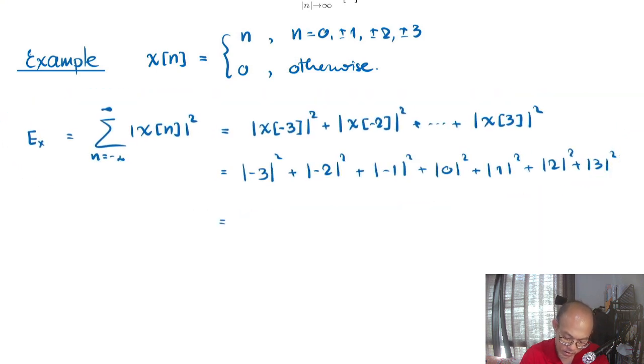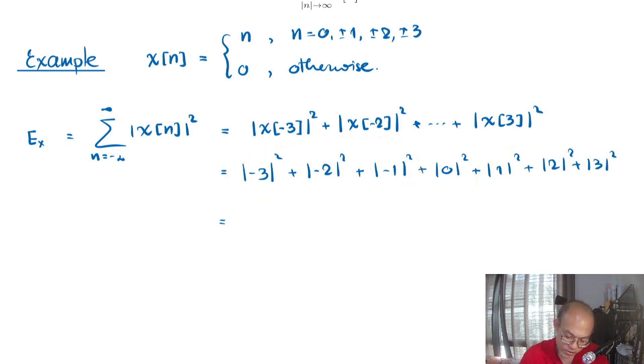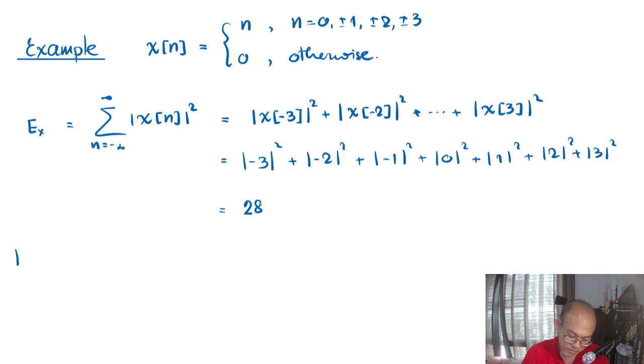So evaluate these numbers. We have 1 plus 4 plus 9, which is 14. You see, this and this are identical, so I just multiply 14 by 2, so the value is 28. So the energy of this signal is 28. Easy. Now another example.